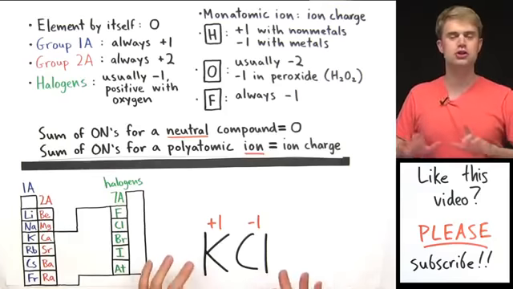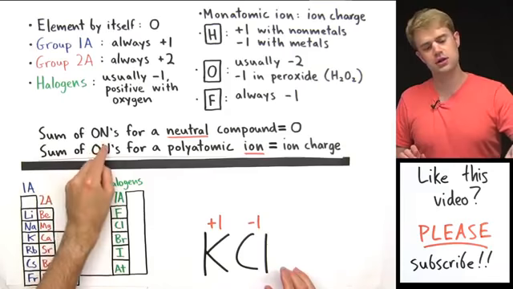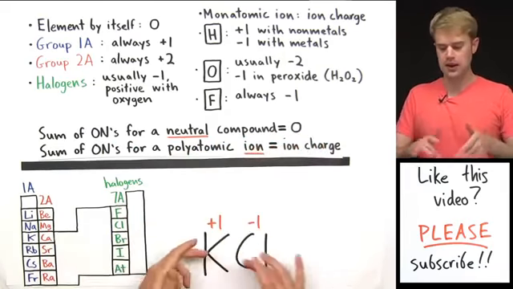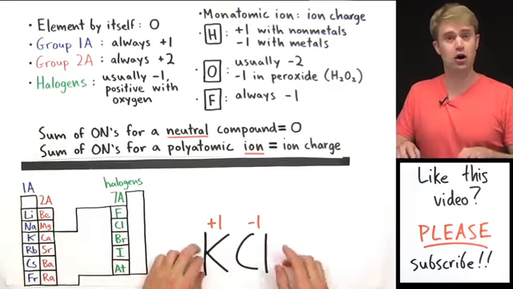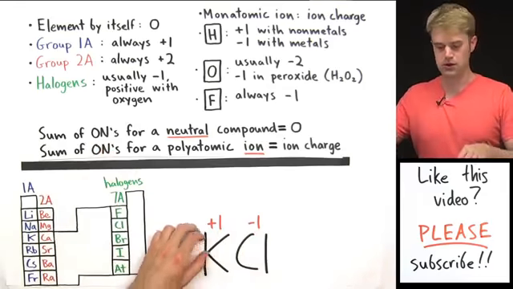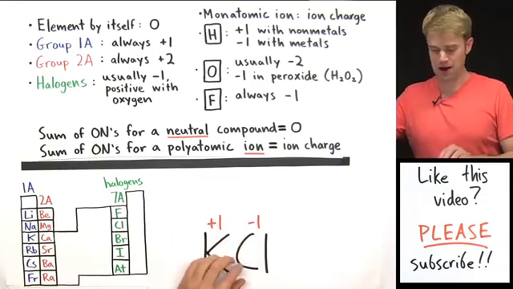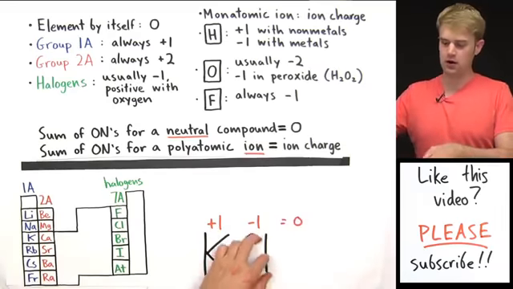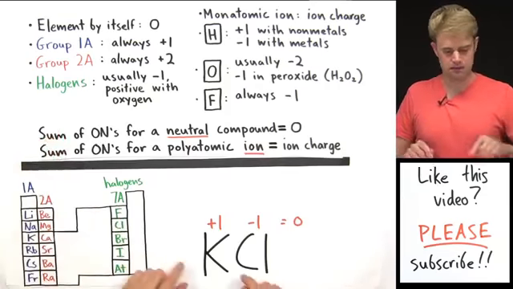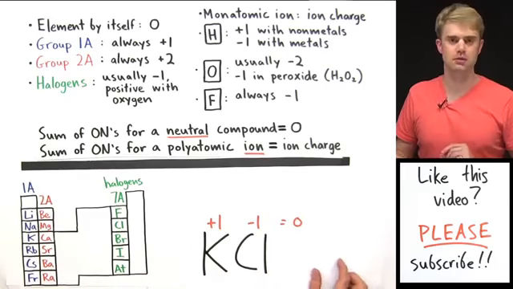Now I want to use this to show you a third rule. That's this rule right here. The sum of oxidation numbers for a neutral compound equals 0. KCl is a neutral compound here. It doesn't have a charge after it. So that means that the sum of these oxidation numbers is going to equal 0. And that's definitely true here. +1 minus 1 equals 0. We'll use this later on when we do other examples, but just keep that in mind. The sum of oxidation numbers for a neutral compound should always equal 0.